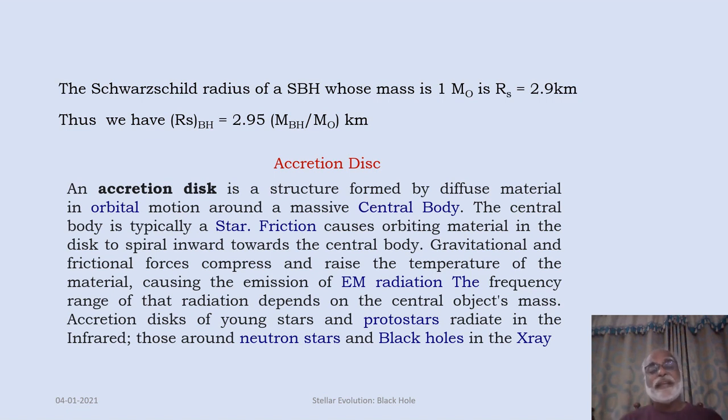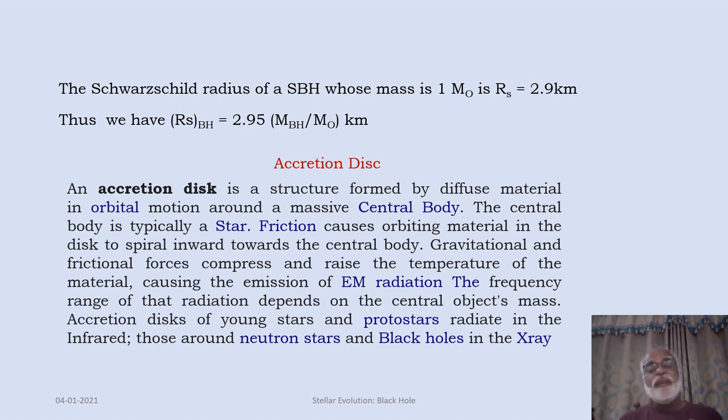It is basically a structure that is formed by diffuse material of gas and dust that orbit around a massive central object. That massive central object would be a star. It could be a protostar, it could be a star in the main sequence stage, it could even be a white dwarf or a neutron star or even a black hole. So an accretion disk is basically a structure that is formed by diffused material in orbital motion around a massive central object. Now this central object, as I already mentioned, is typically a star.